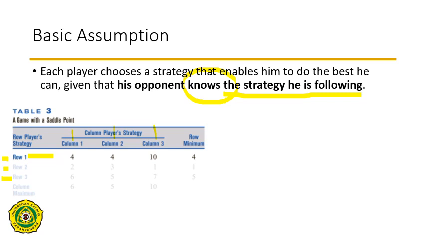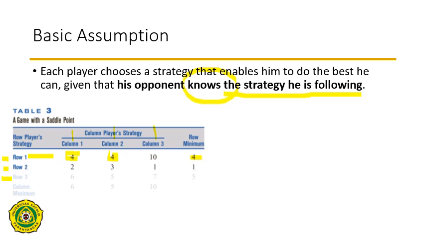So the column player obviously will pick the strategy that minimizes the reward for the row player. In this case, the column player will play the first or the second strategy, because the column player again is assumed to know that we, the row player, are going to play the first strategy. So the minimum is 4.